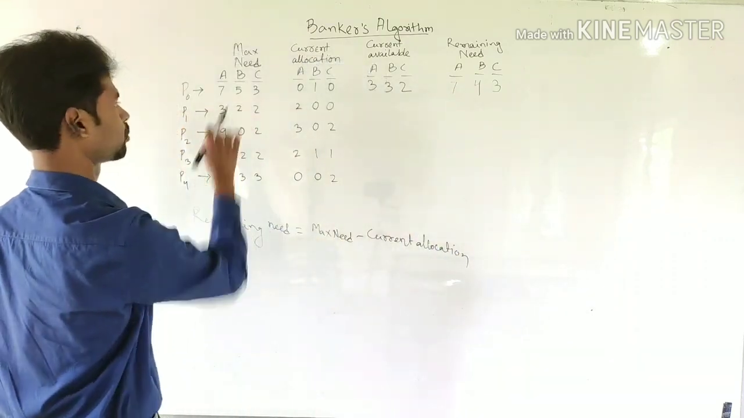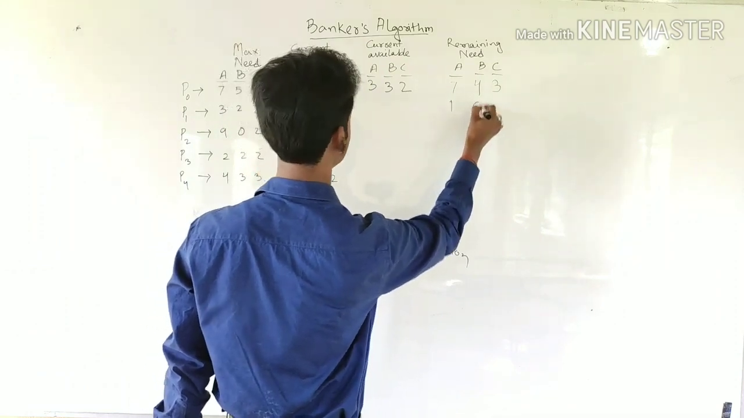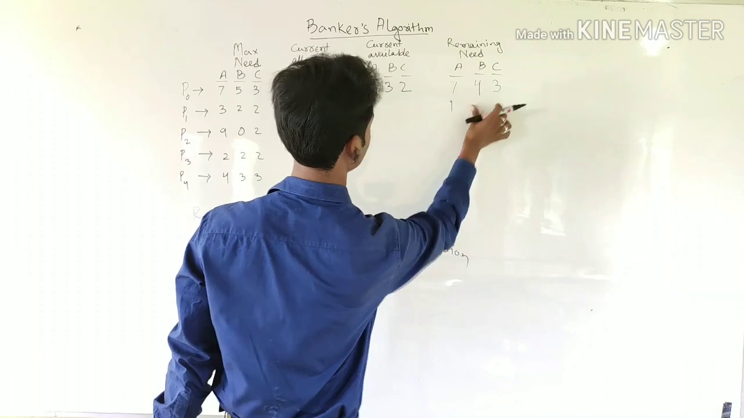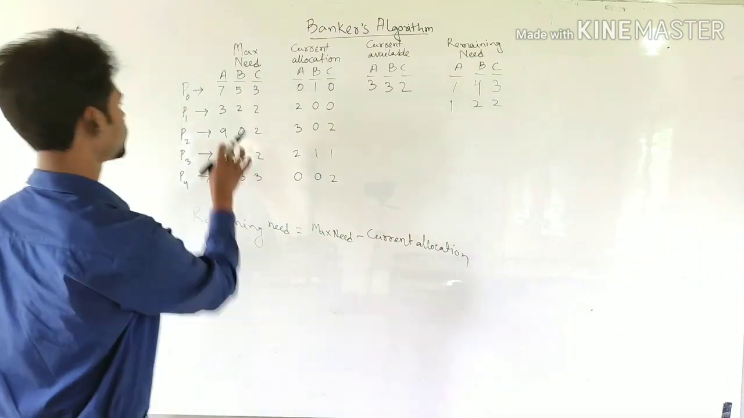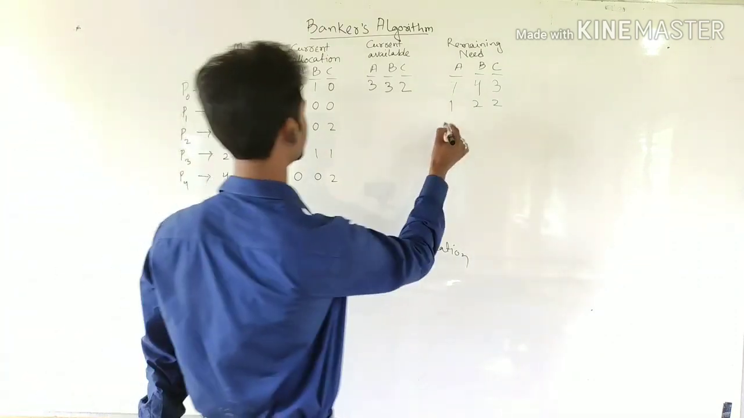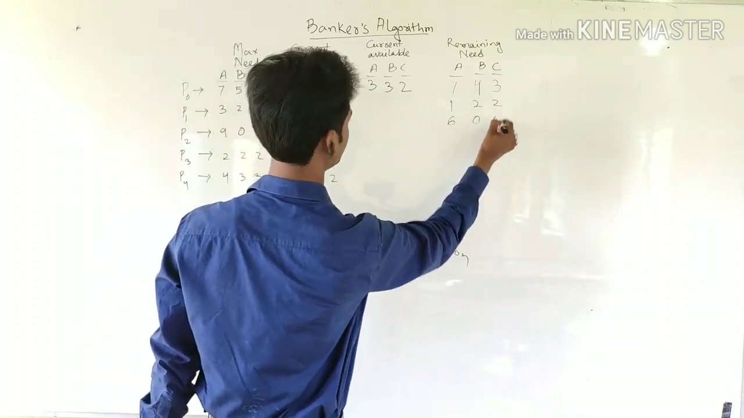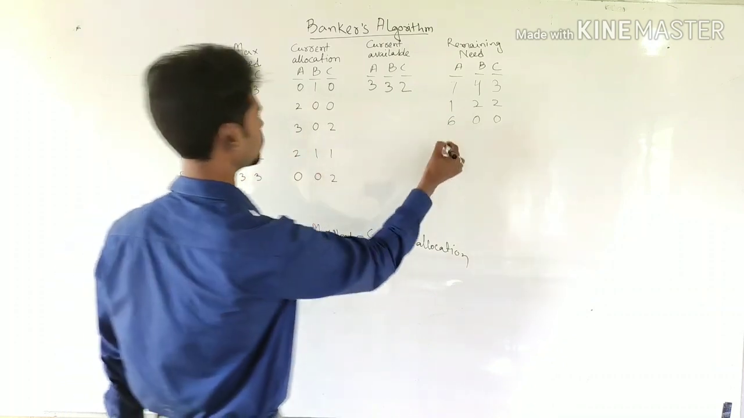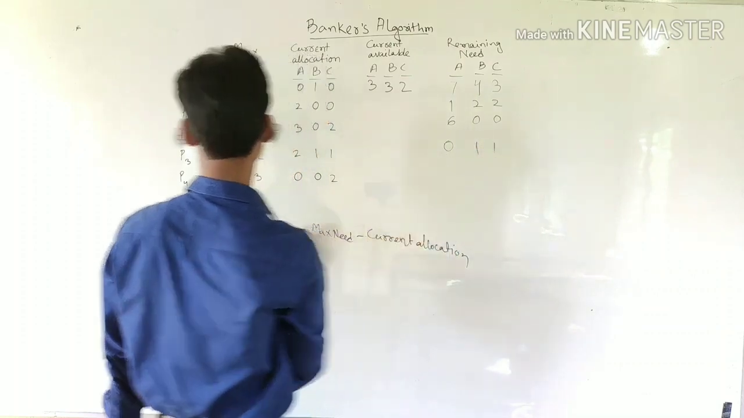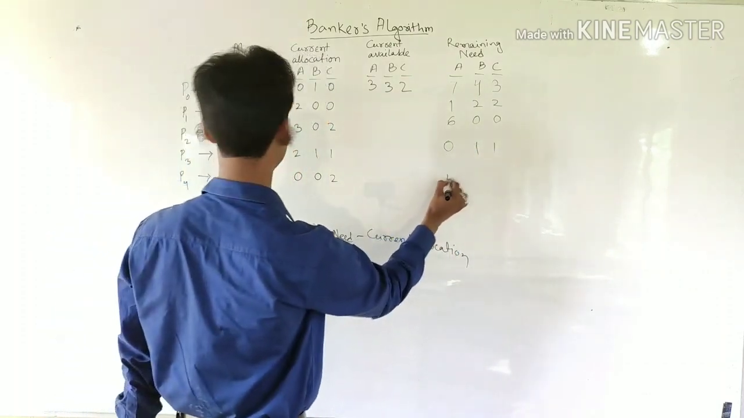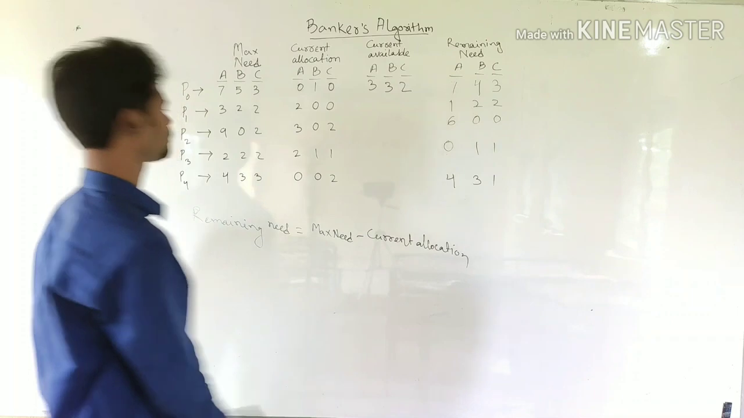Next, for process P1, 3 minus 2 is 1, 2 minus 0 is 2, 2 minus 0 is 2. For process P2, 9 minus 3 is 6, 0 minus 0 is 0, 2 minus 2 is 0. For process P3, 2 minus 2 is 0, 2 minus 1 is 1, 2 minus 1 is 1. For process P4, 4 minus 0 is 4, 3 minus 0 is 3, and 3 minus 2 is 1.